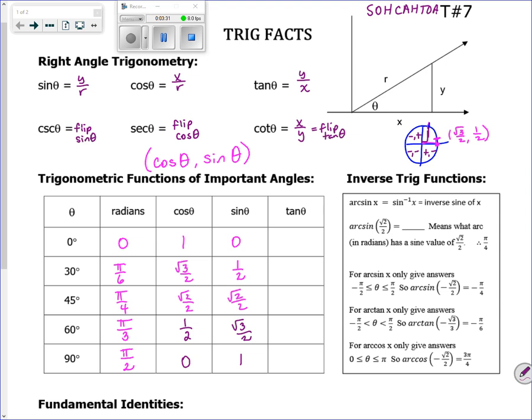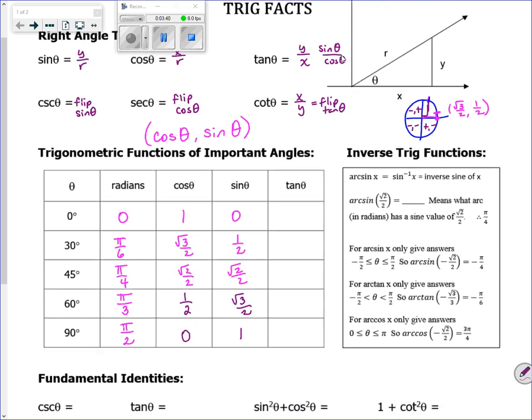Remember that tangent is y over x, or in other words, sine over cosine. So once I have those values, I can just divide to get tangent. I'm going to divide sine over cosine. So 0 over 1 is 0. Make your life simple, guys. Cover up the denominators, because if they're the same, they're going to cancel out anyway. So I have 1 over square root 3.